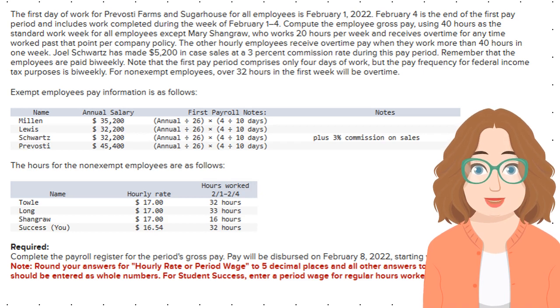Remember that the employees are paid bi-weekly. Note that the first pay period comprises only of 4 days of work, but the pay frequency for federal income tax purposes is bi-weekly. Below that we have the information for the 4 salaried employees. One of them, Joel Schwartz, also receives a commission of 3% of sales. Next, we can see the names of the 4 non-exempt employees. Avery Toll and the last employee on the list worked 32 hours each, so there is no overtime. Charlie Long, however, worked overtime.